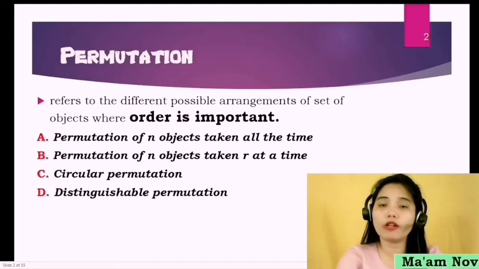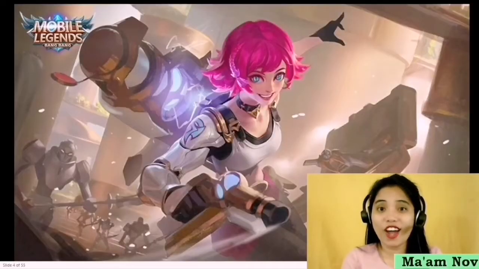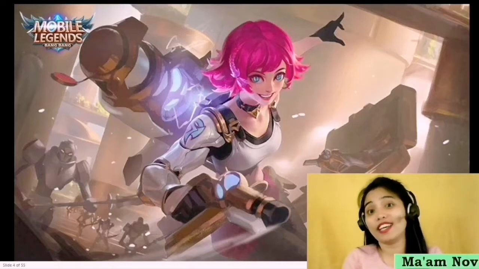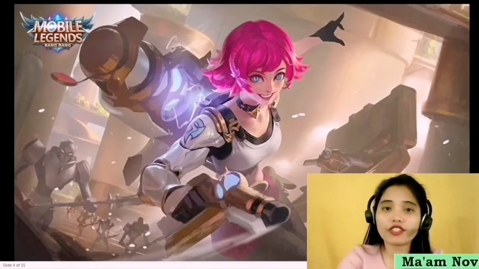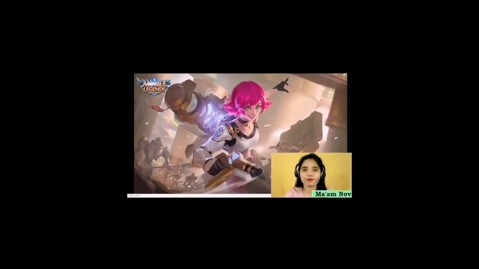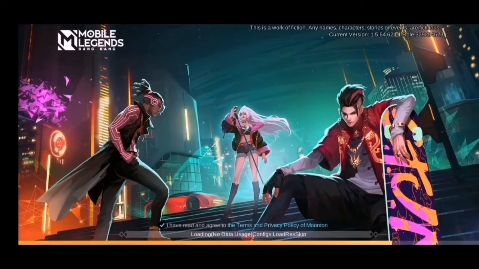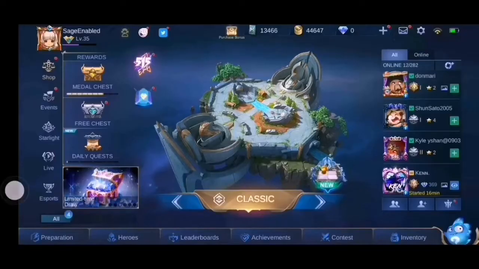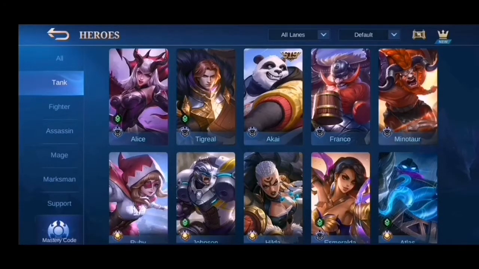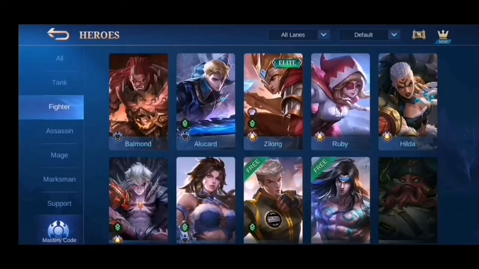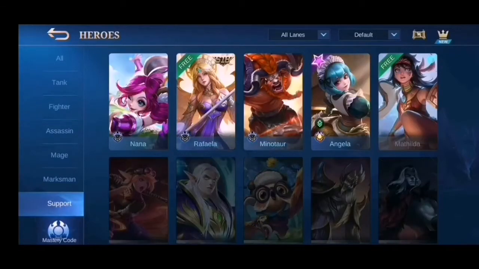Next is distinguishable permutation. Now, are you playing Mobile Legends? Kayo, ano ang hero ninyo? Okay, so let's try to navigate this game. For example, sa larong ML, there are different heroes, di ba? There are different roles: tank, assassin, fighter, mage, and marksman.